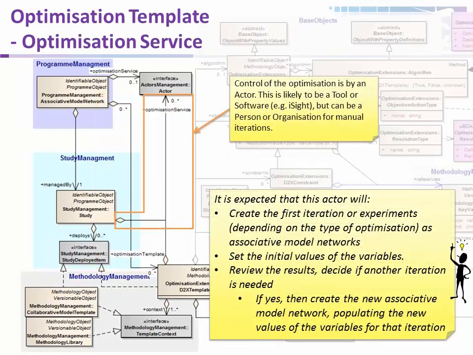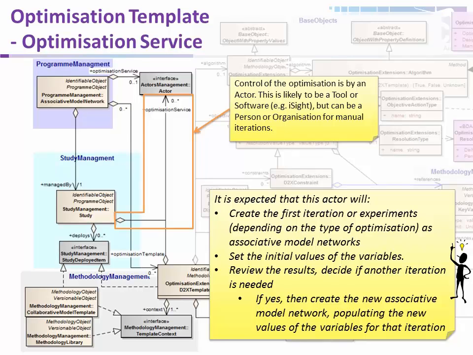Finally, an optimization service can be specified. This actor is usually a tool, but it can also be an organization or a team when the iterations are manual. It is expected that this actor will control the launching and review of the iterations of the optimization. It may also control the generation of the model instance data and key values within each iteration, but this is not necessarily true, as it may be a multidisciplinary or a multi-company optimization.